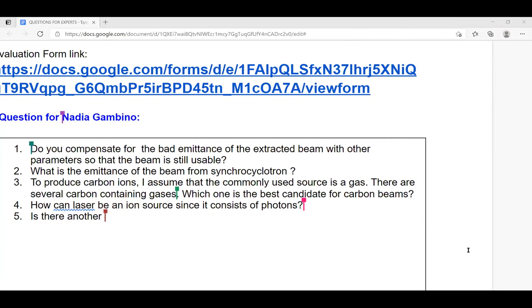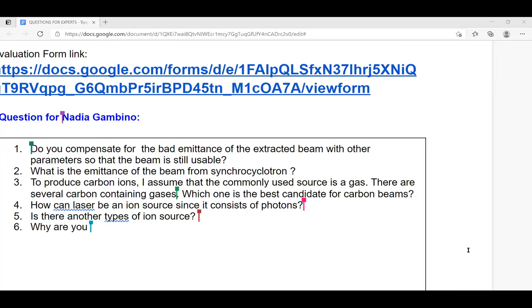Yes, that's right. To produce carbon ions, I assume that the commonly used source is a gas. There are several carbon-containing gases. Which one is the best candidate for a carbon beam? I mean, there are two schools to produce carbon beam in the ion source community. One is to use methane, which has certain variable conditions, and the other is to use gas mixing. We at MedAustron use the gas mixing. So we use a mixture of CO2 plus helium. And the helium allows you to favor the collisions in the plasma to produce more carbon 4 plus, which is the species we are interested in. So there are mainly these two types of gas that you can use to produce the carbon beam, either methane or CO2 plus helium.